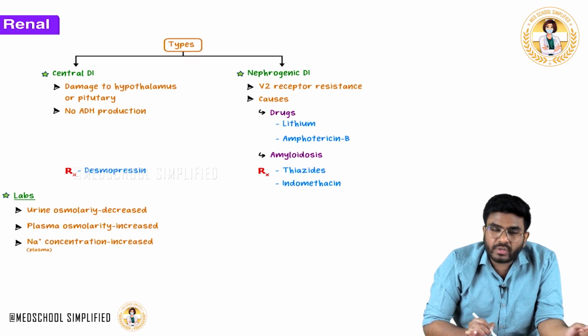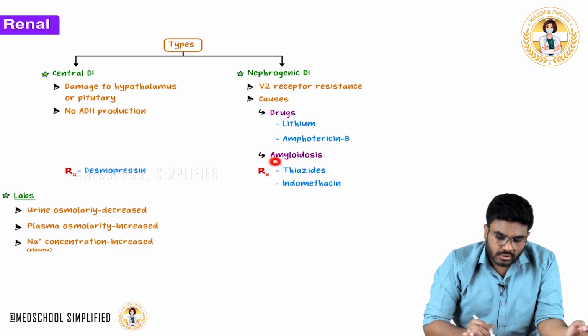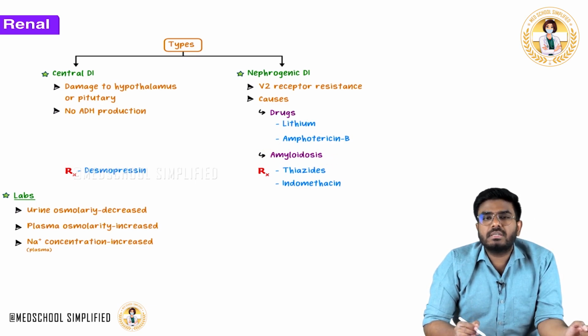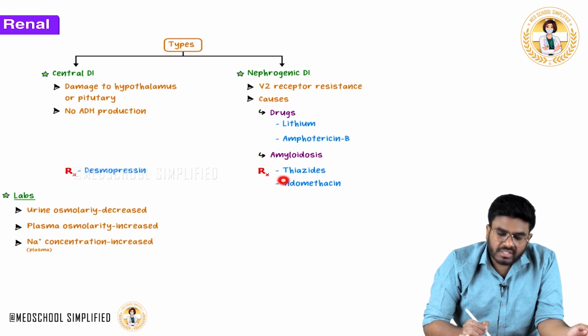Or taking drugs like amphotericin B, or conditions like amyloidosis. So drugs and conditions like amyloidosis will cause V2 receptor resistance. V2 receptor not functioning, no water reabsorption. No water reabsorption, all water is going out in the urine. That will cause polyuria.